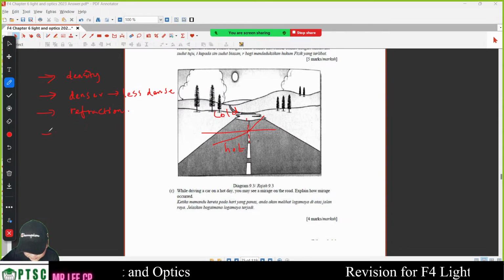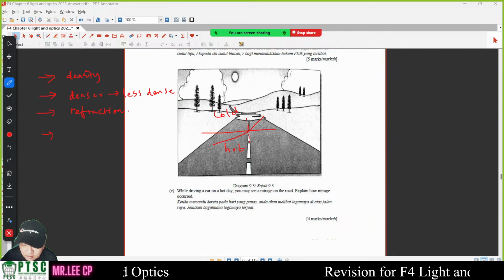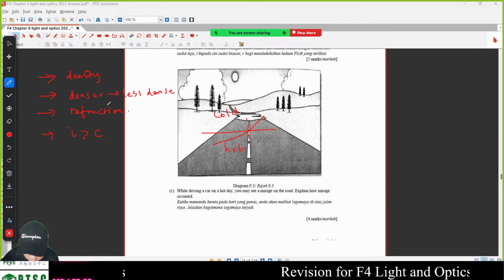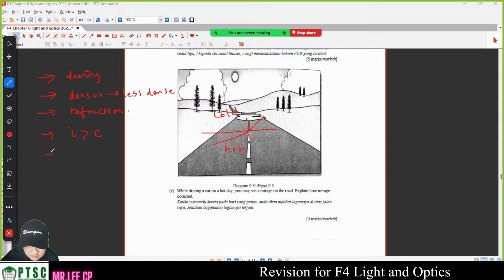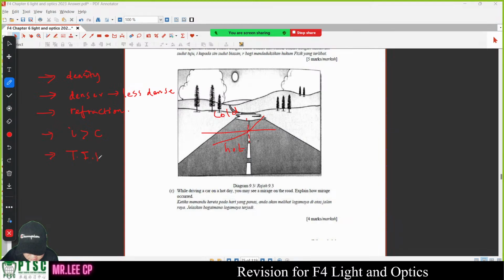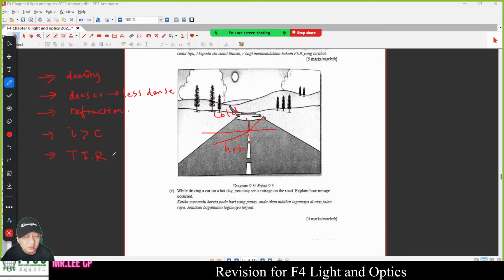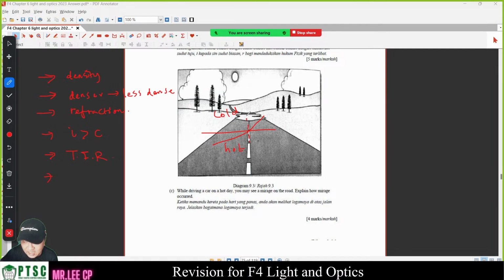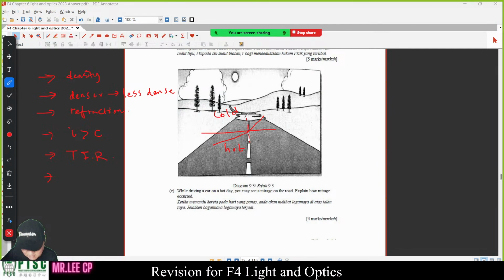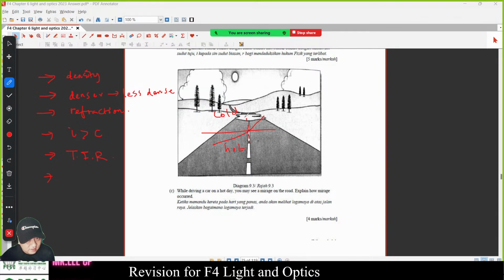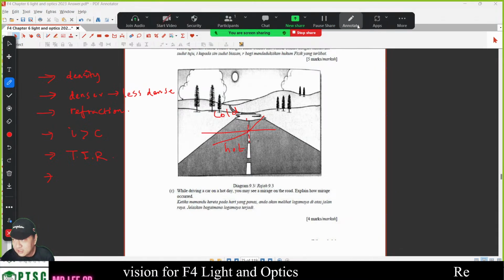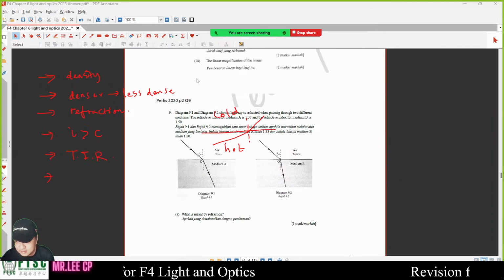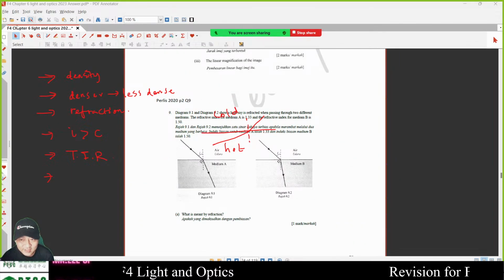Now after that, what happens is when the incident angle is more than the critical angle and light travels from denser to less dense, total internal reflection occurs. So the image of the cloud is seen at the surface of the road. This is what you need to write. Okay, the exam. Don't believe me, we try to see.